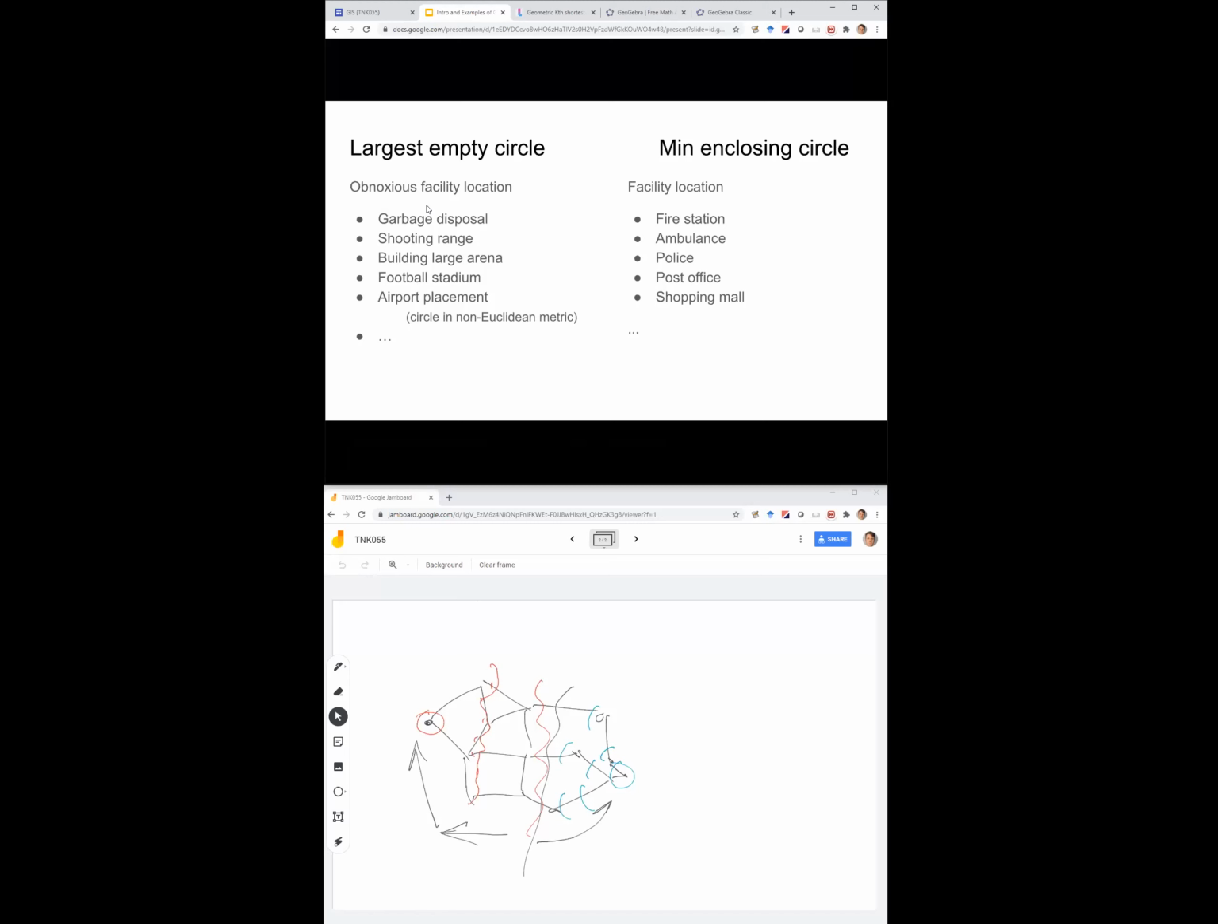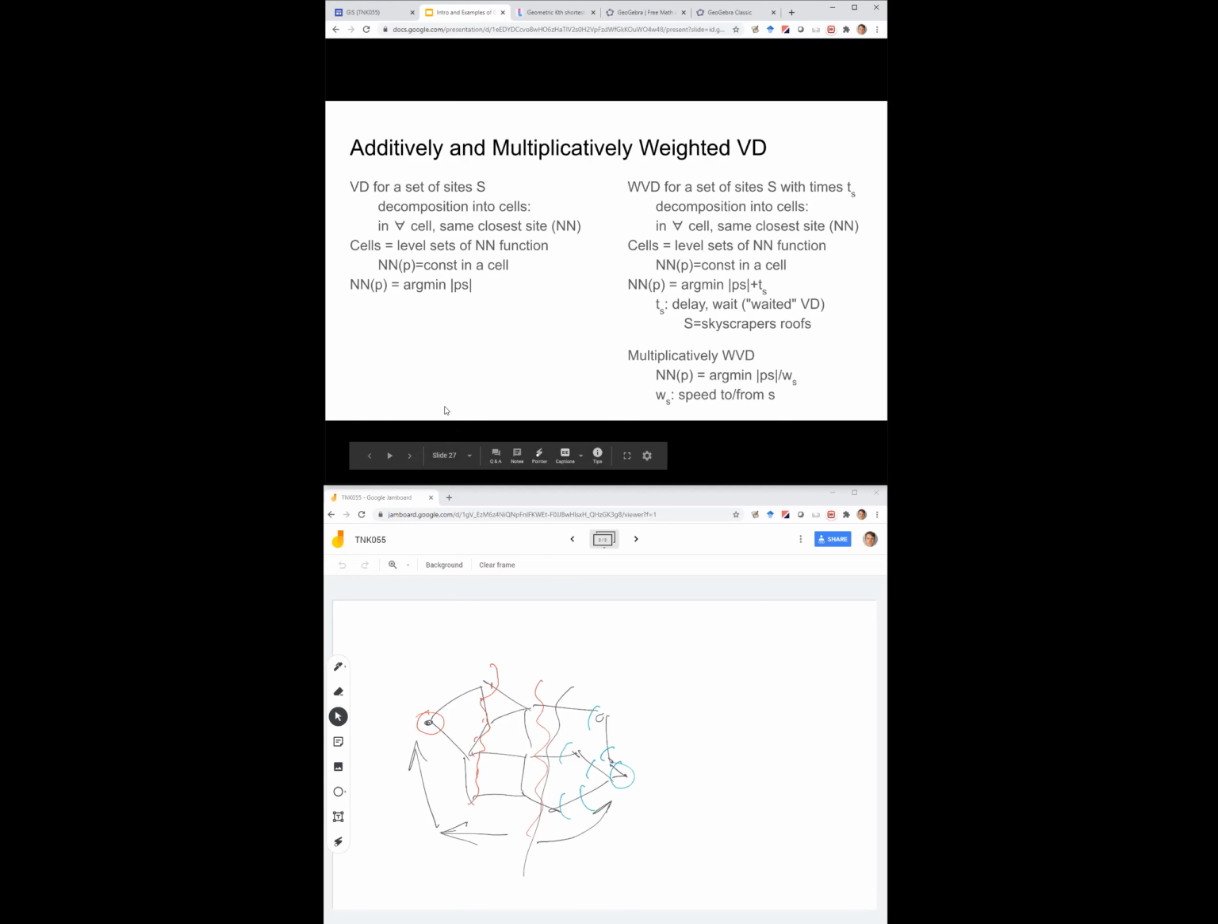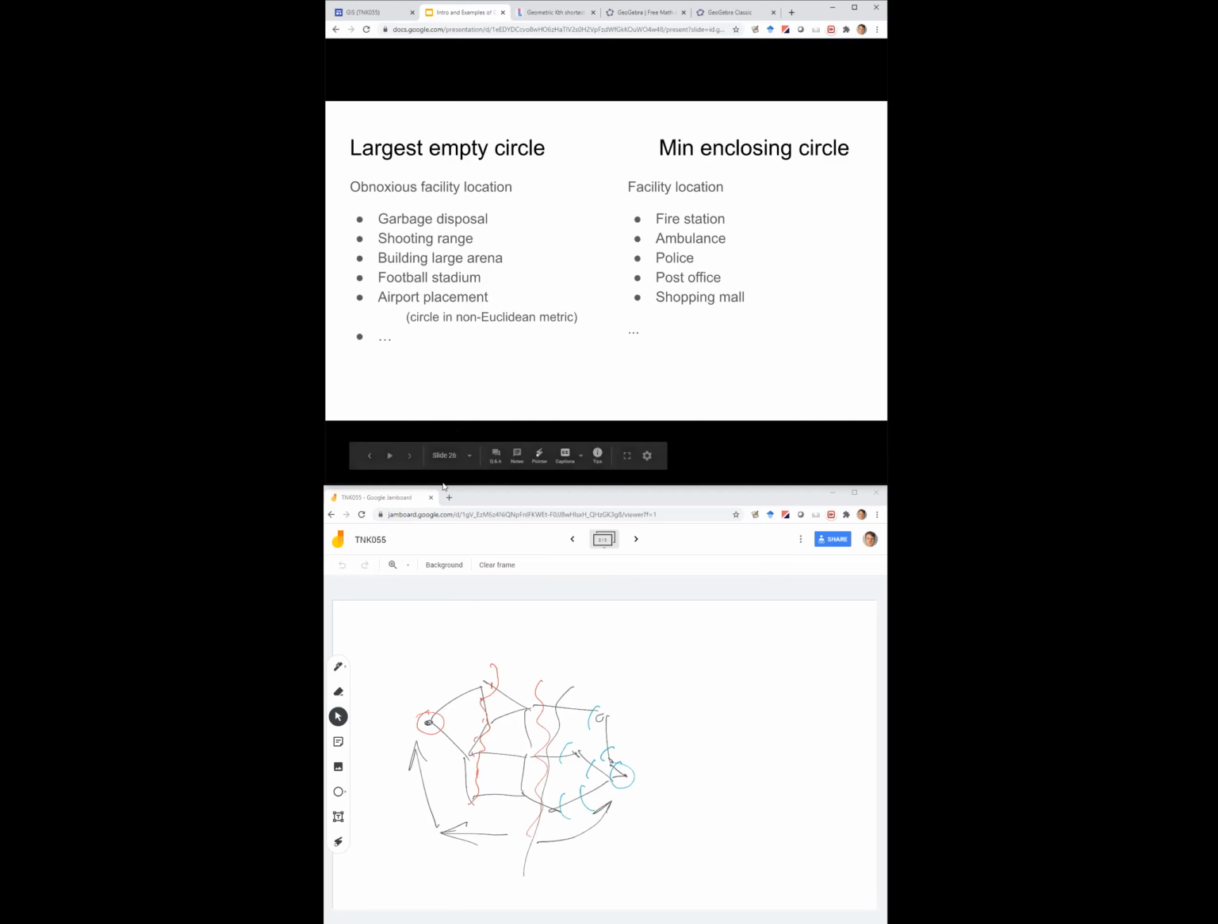Use the Voronoi diagram. And if you want to put a quote unquote good facility, a fire station or post office or something which has to be within reach of your sites, then the best place to put it is in the center of the minimum enclosing circle. Use the farthest point Voronoi diagram to do the facility allocation. So yeah, these are the applications.